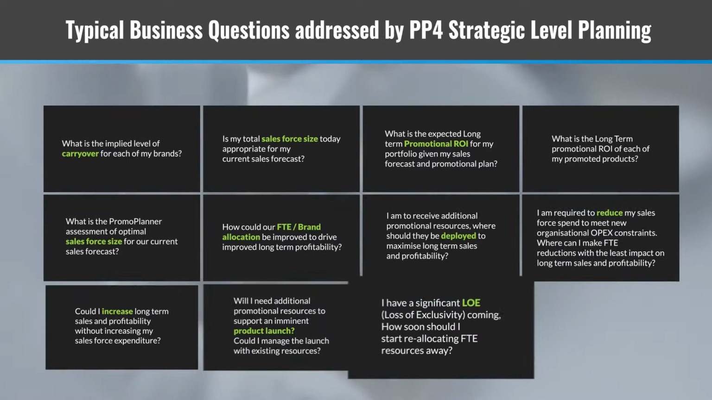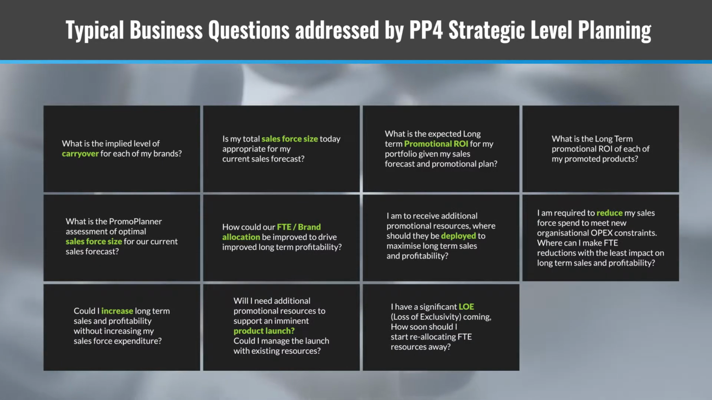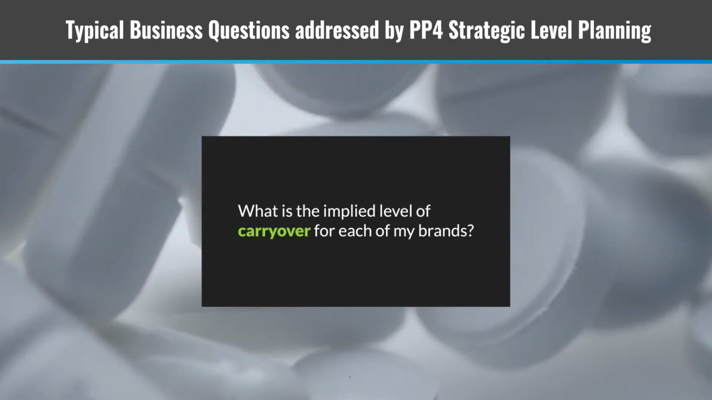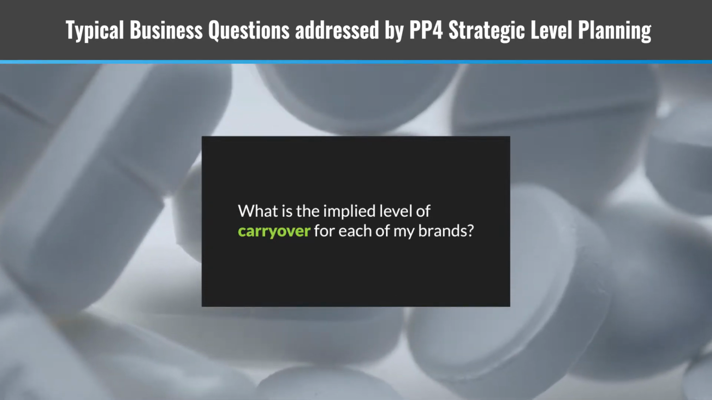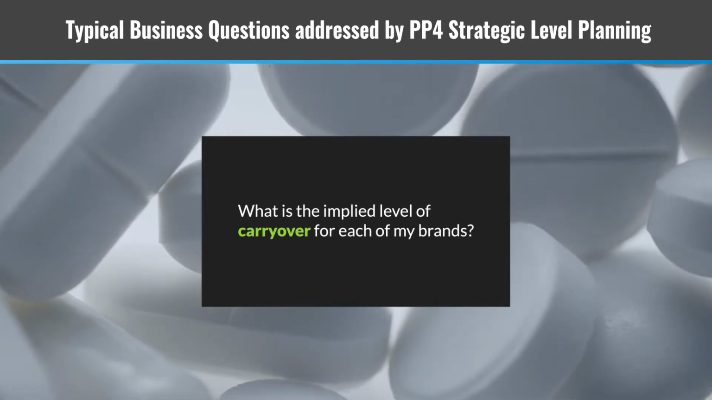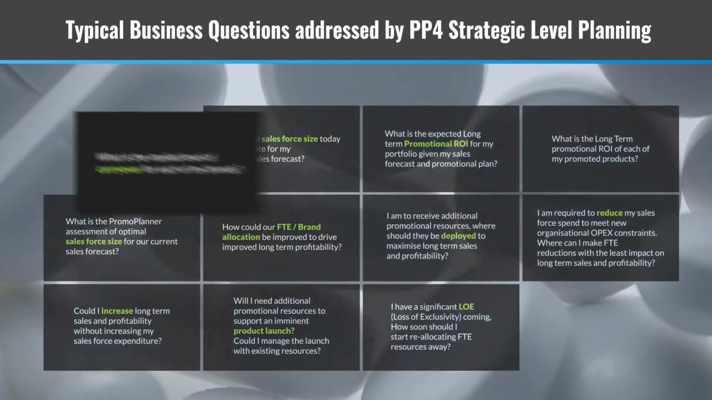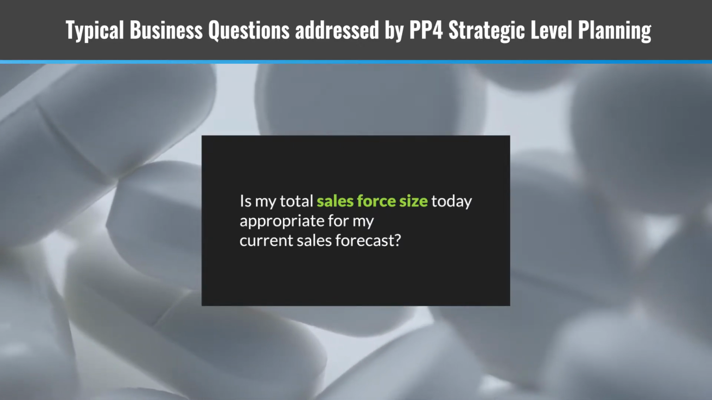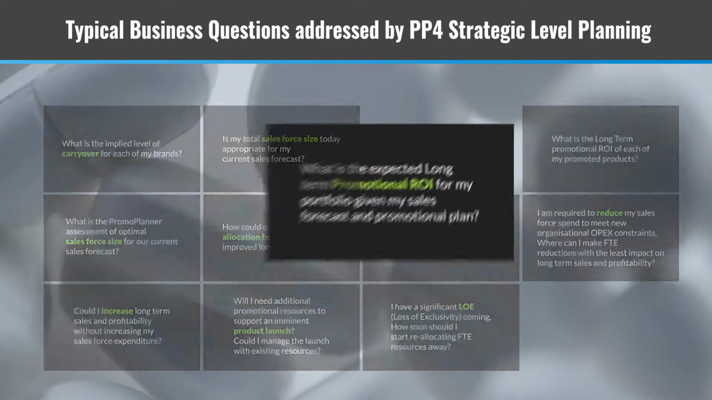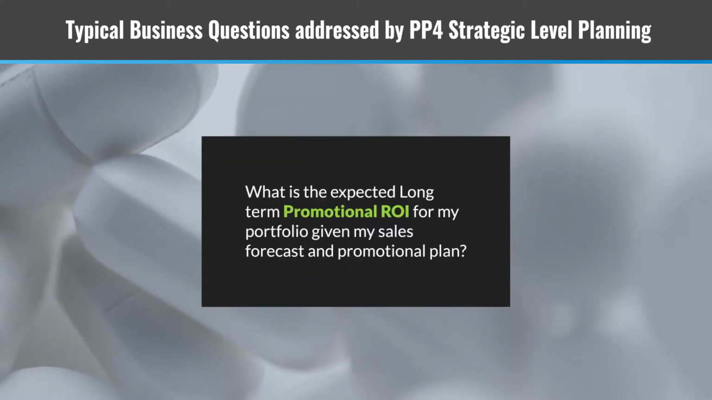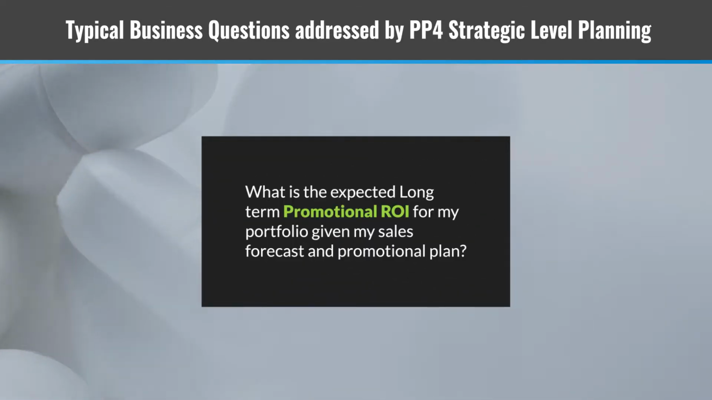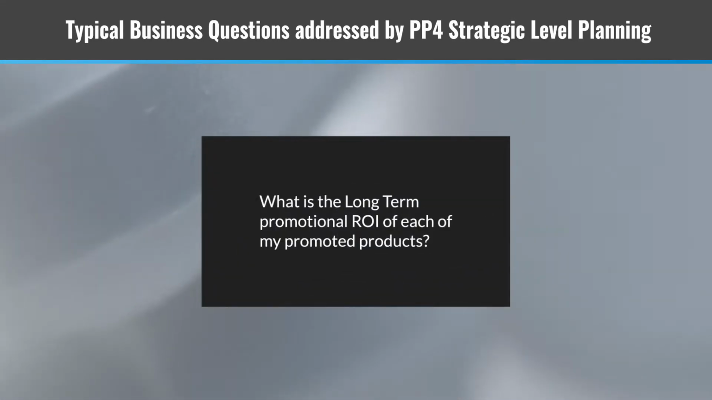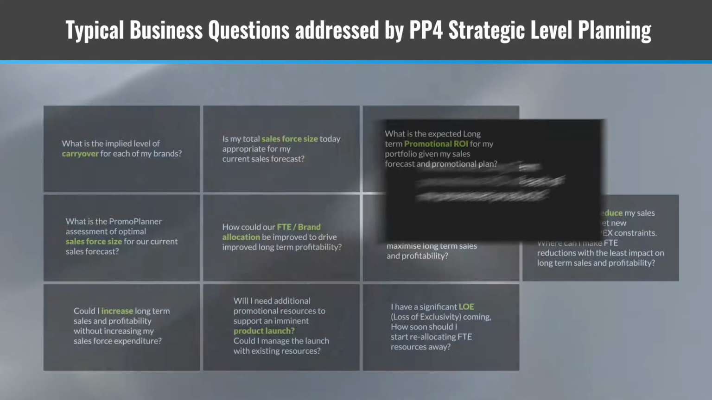Typical business questions addressed by PromoPlanner strategic level planning projects are: What is the implied level of carryover for each of my brands? What is the implied total level of carryover for my portfolio? Is my total sales force size today appropriate for my current sales forecast? What is the expected long-term promotional ROI for my portfolio, given my sales forecast and promotional plan? What is the long-term promotional ROI of each of my promoted products?